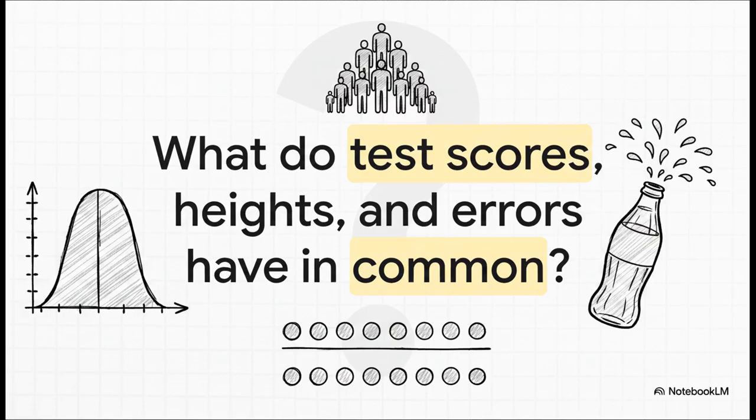Most of the values you'll see cluster right around the average, and as you move further away from that average, either higher or lower, the values get less and less common. They all fall into that same beautiful symmetrical bell shape.